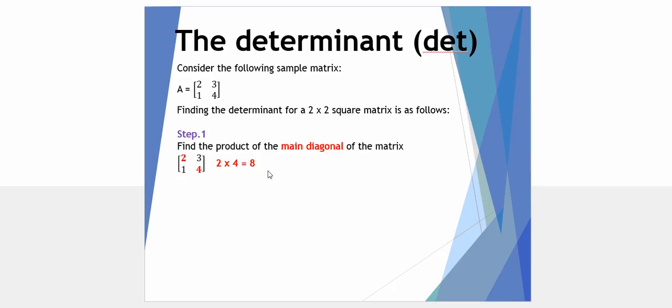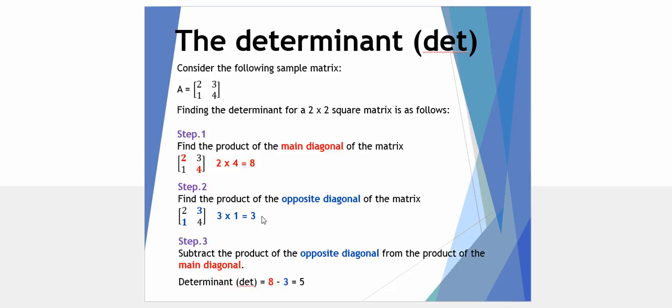Step 2 is to find the product of the opposite diagonal of the matrix. Now what we mean by the opposite diagonal, instead of top left to bottom right, we mean top right to bottom left. So the product is 3 by 1, gives me a value of 3. And finally, to calculate the actual determinant, we have to take away the product of the opposite diagonal from the product of the main diagonal. So from the 8, in red we have here, we take away the 3. The determinant for this matrix, matrix A, is 5.